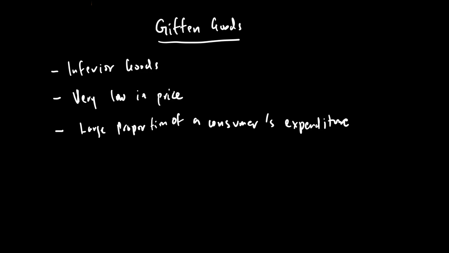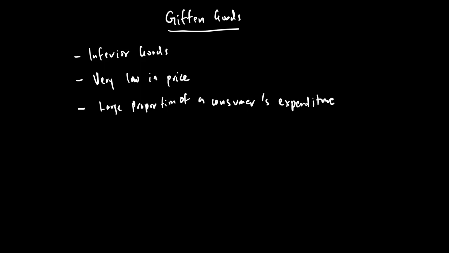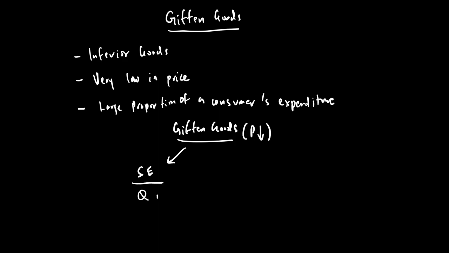So let me write this. For our Giffen goods, the substitution effect says price is going down, we should buy more of this good because it is becoming relatively cheaper than the substitutes. But the income effect says that the price is going down, so my real income is going up, I should buy less of this good.